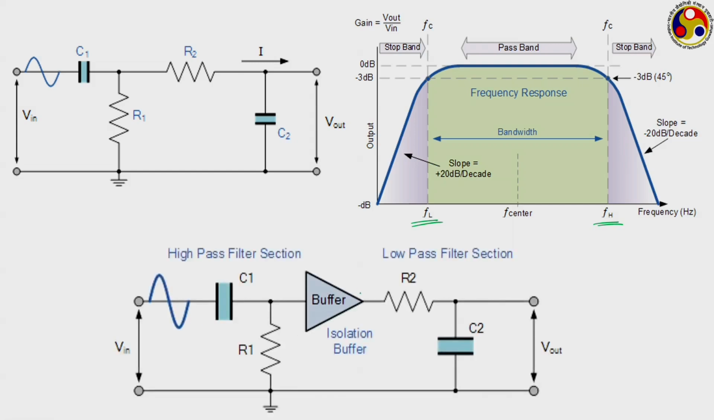And sometimes we put an isolation buffer in this. This is an example of an active filter which we are not going to discuss any further, where along with the band pass option we are getting the amplification of the signal as well.